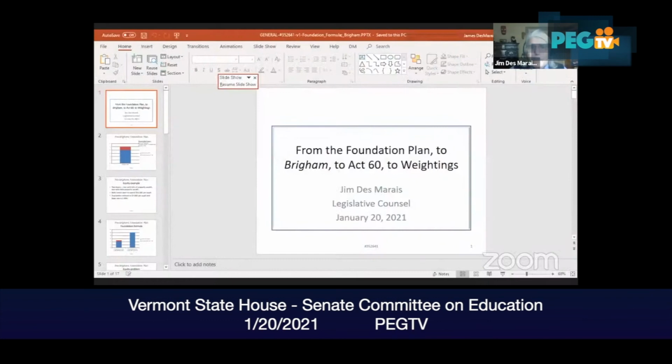Okay, so we're not talking about Brigham, but there is a line to follow here. And the line to follow is how did it work for Brigham? What was Brigham challenging, which was the foundation plan? What did Brigham say? What did Act 60 do? I'm not going to go into detail there, just one page. And then we're going to come on to weightings, because the fact pattern in Brigham is not dissimilar to what's happening in the case of the weighting report. So there's a line to be drawn here through all this.